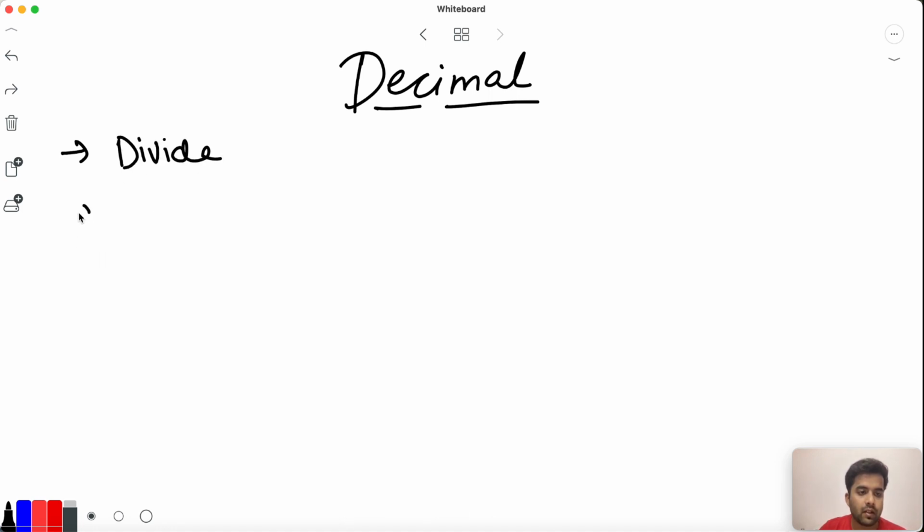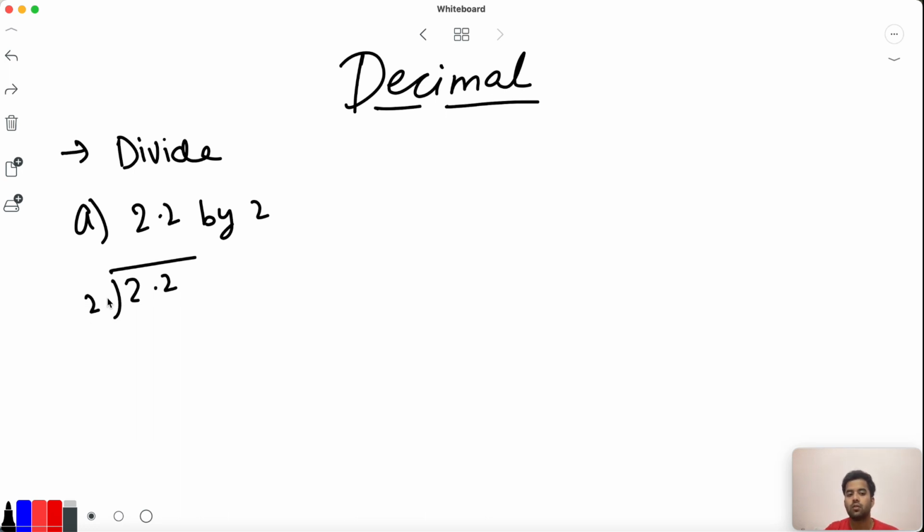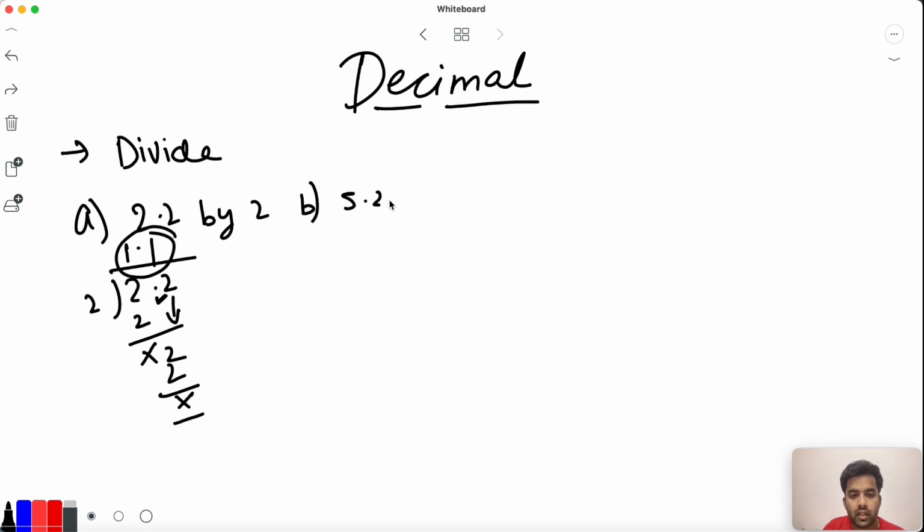Divide. First question, assume we have 2.2 by 2. Keep it like this. Now what will you apply? 1 time 2, 2 ones are 2, cancel. See here the decimal started. Whenever the decimal starts in this bracket, put the decimal in the quotient. Now this 2 will come down. Now again what will you apply? One time 2, all cancel. What is the answer? 1.1. You will get it, don't worry.